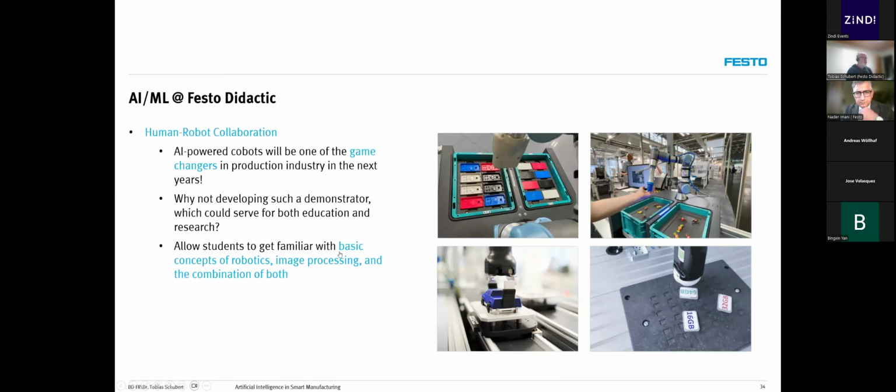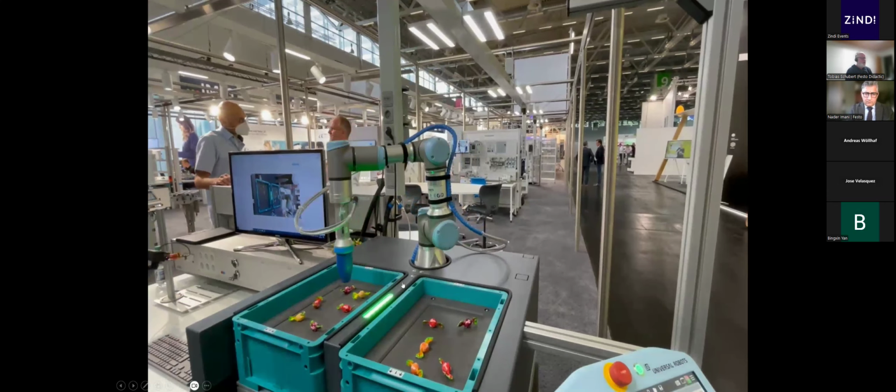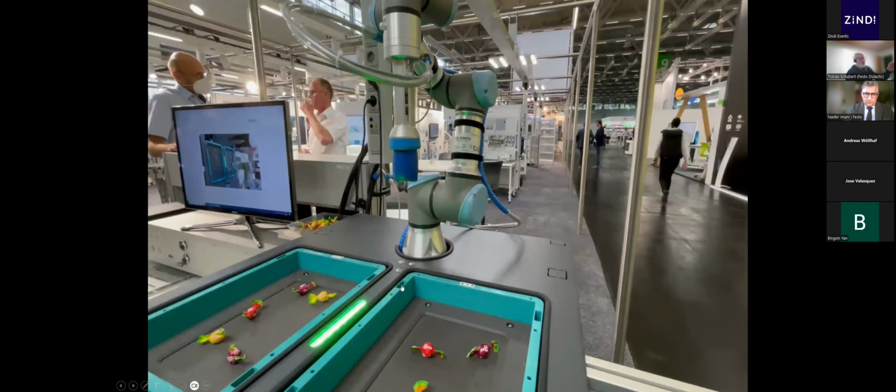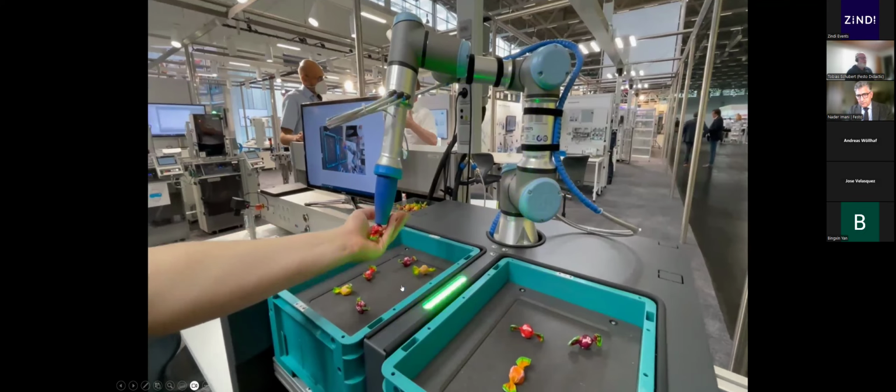Another point is that human-robot collaboration, as we already saw, I would say will be a game changer in the future. So maybe it's a good idea to allow students to get familiar with the basic concepts of robotics, of image processing, because we always need a camera and the combination of both of them. Now, as you can see, we have different application scenarios, different setups. For example, here is one use case where you can push the robot from the right or from the left just to determine which kind of colored suite you want to have. Then you put your hand somewhere over there and you get your suites.